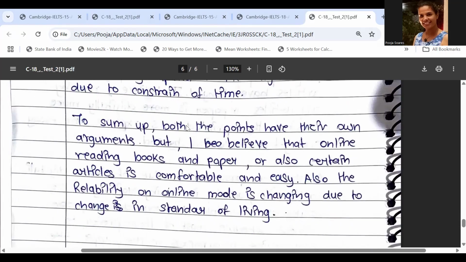To sum up, both the points have their own arguments, but I believe that online reading books and paper or also certain articles is comfortable and easy. Comfortable and easy is repeated. So you can say something else, is more practical or is more enjoyable, beneficial, or is accessible, something like that. Also, comma, the reliance on online mode is changing due to change in standard, D is missing.